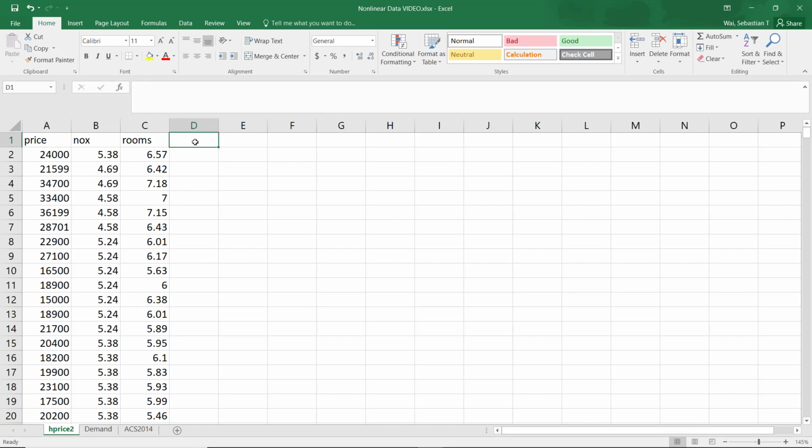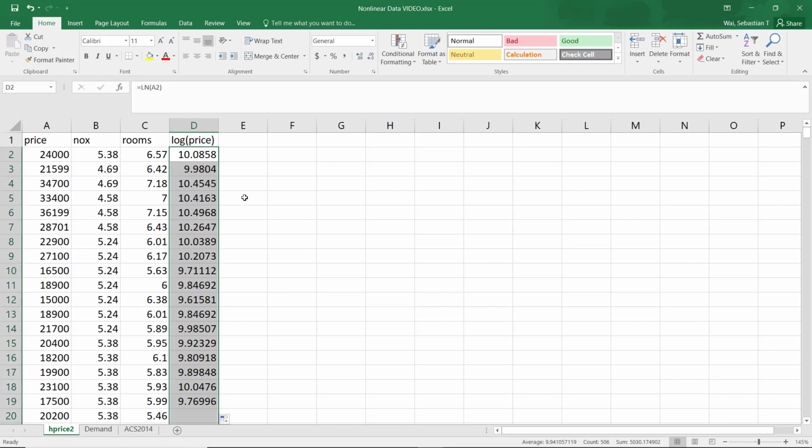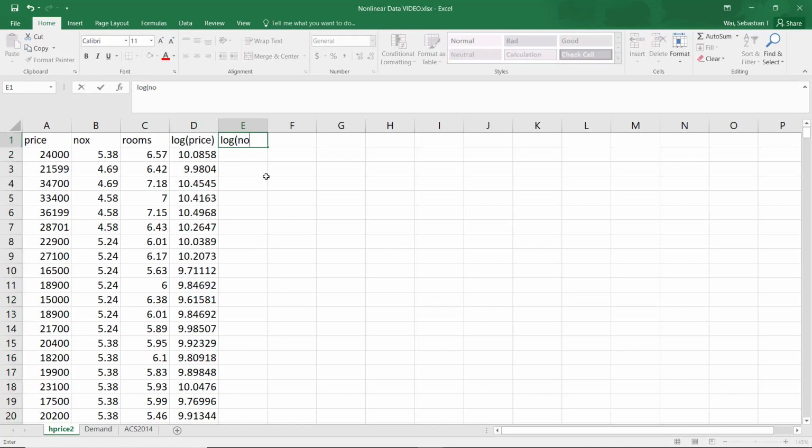Before we run any regressions, we're going to need to create some log variables. I'm going to create the log price. In Excel, the function that we use to do natural logs is called ln. Then I'm just going to select the price and then copy that formula all the way down. I'm also going to do the log of NOx. We're going to do that the same way with ln, select NOx, and then carry that all the way down.